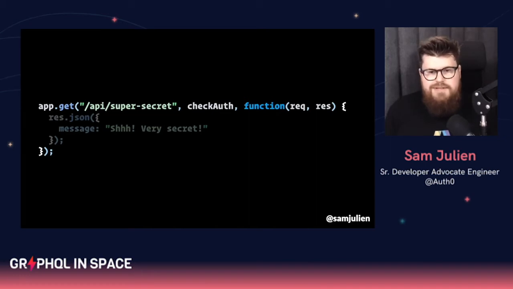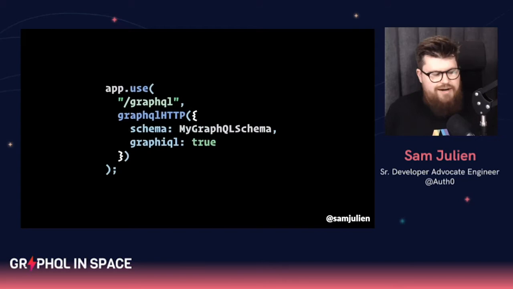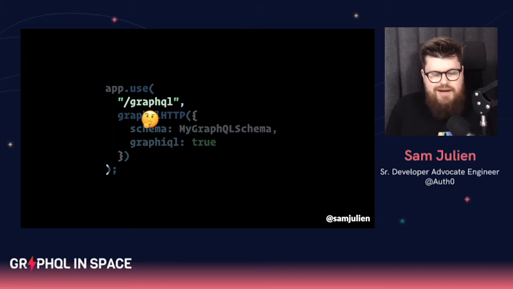But when we start building a GraphQL backend, we kind of run into this issue where we have one endpoint instead of multiple endpoints, just this /graphql. So what do we do there? Do we just put middleware blocking the entire endpoint? Do we need to add authentication to our resolvers? It can be a really confusing scenario. And that's what this talk is all about.